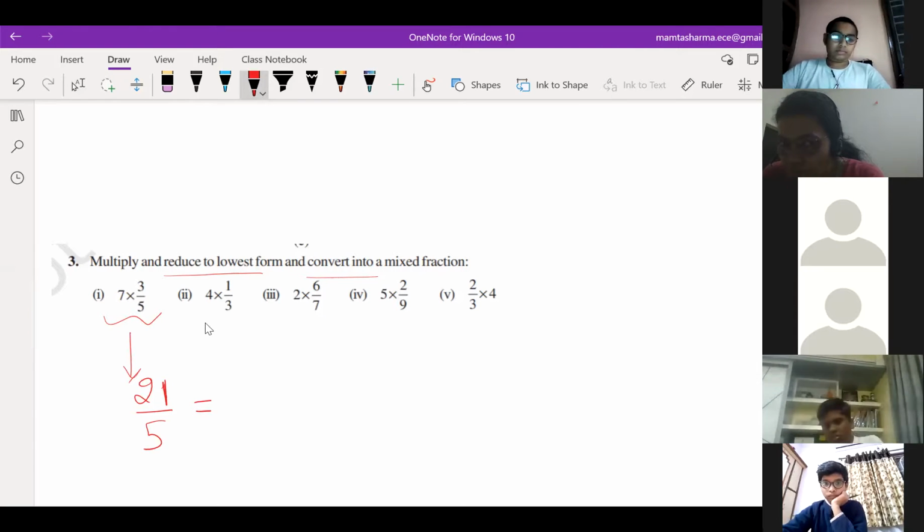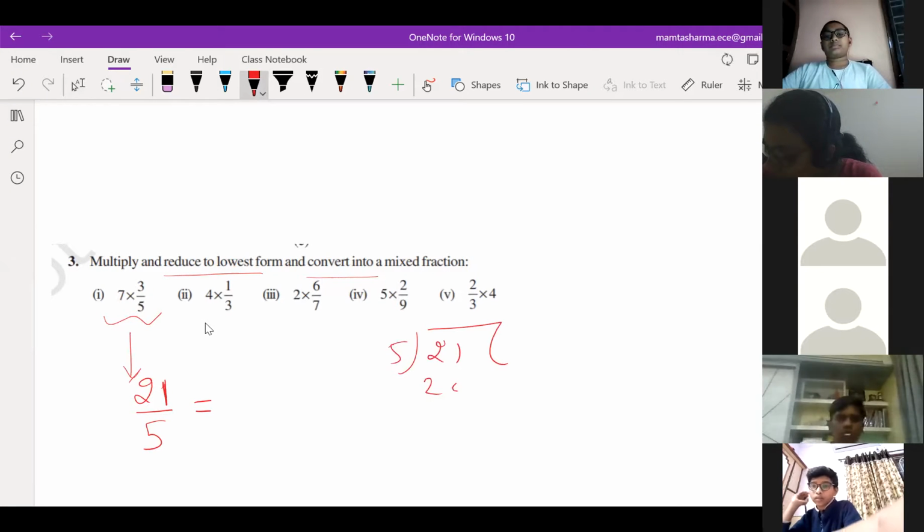Okay. Yes, ma'am, we cannot reduce it further. Now convert it into a mixed fraction. So it will be 4 1/5, ma'am. 4 1/5. Very good.